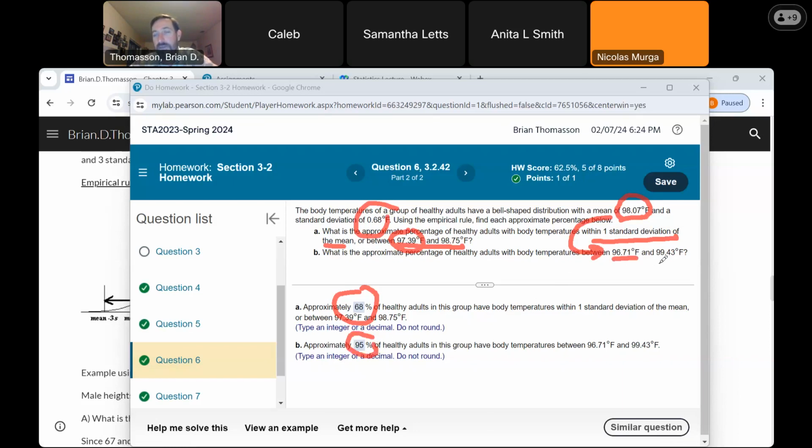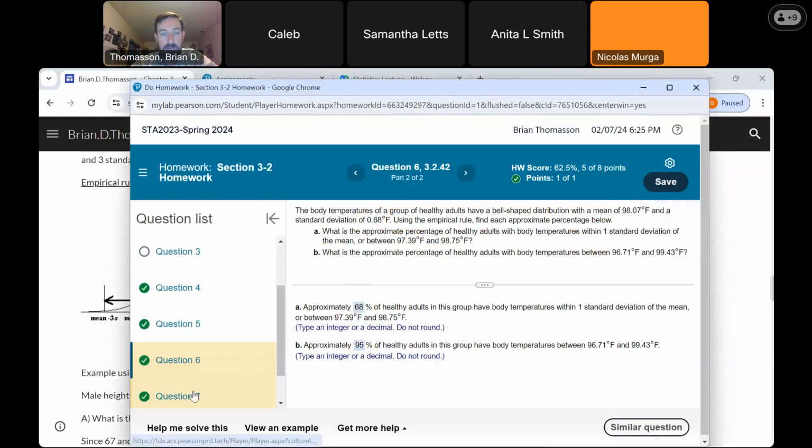We do the same thing for the 99.43. Okay, how many times do we have to add that standard deviation to go from 98.07 to 99.43? And that is also 2. So if it's 1 standard deviation, it's 68. 2 is 95. 3 is 99.7. We just have to figure out which one of those 3 we have. Everybody good on that one?